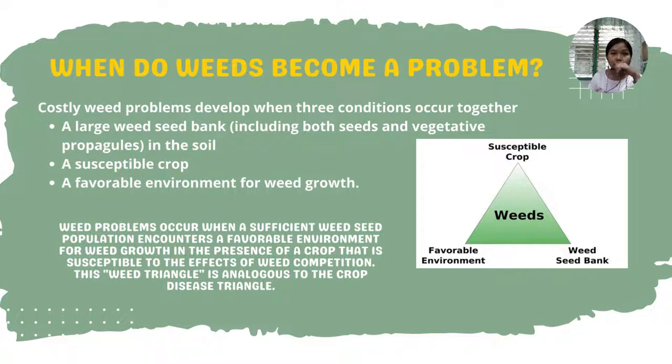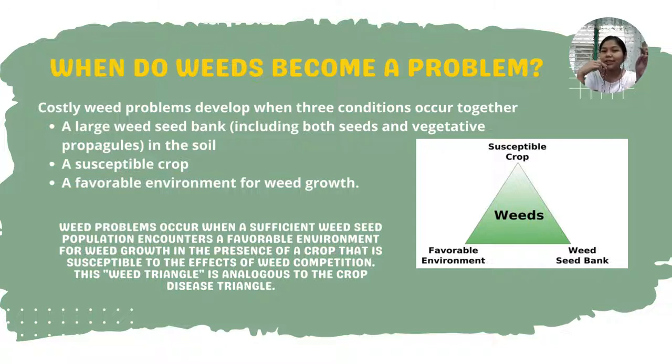So weed management strategies should be based on an understanding of the ecology of agricultural weeds, particularly the major weed species present in the farm. If we have a thorough understanding of the ecological concept of weeds, it's easier for us to control the weeds and to have the best results in terms of our yield and our quality. And it actually reduces the need for cultivation or the use of herbicide, because these costly weed problems develop only under these three conditions.